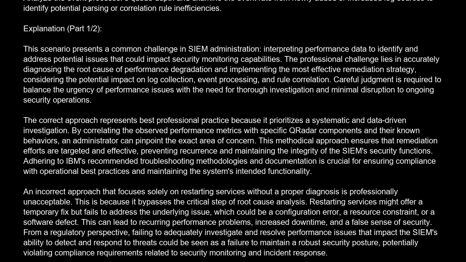This can lead to recurring performance problems, increased downtime, and a false sense of security. From a regulatory perspective, failing to adequately investigate and resolve performance issues that impact the SIEM ability to detect and respond to threats could be seen as a failure to maintain a robust security posture, potentially violating compliance requirements related to security monitoring and incident response.